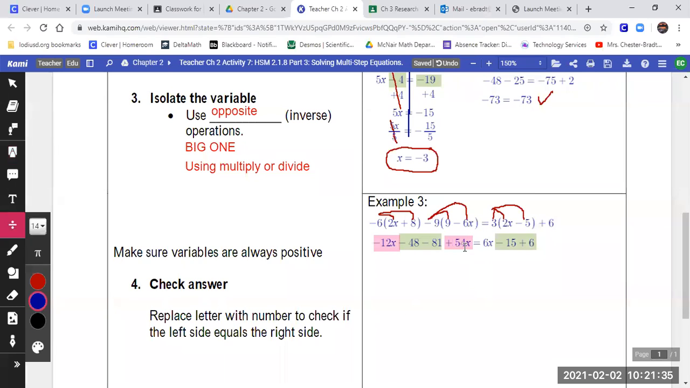Letters come first. So +54 with -12, subtract, keep the sign of the bigger one, so that means positive. 54, take 12 away. What do we get? 42x. Then we have the -48 and the -81. Same sign, still negative. How much?